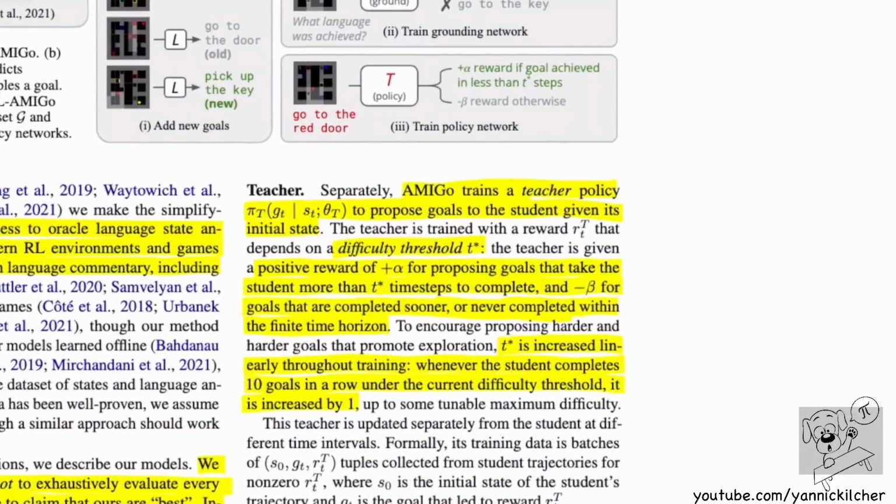The teacher policy is quite smart. The teacher policy takes in the state of the student. So it looks at, where is the student? And it needs to now decide, what do I do? What kind of goal do I give the student?